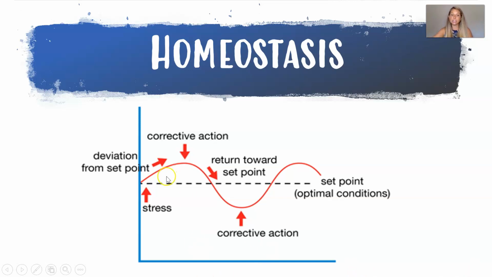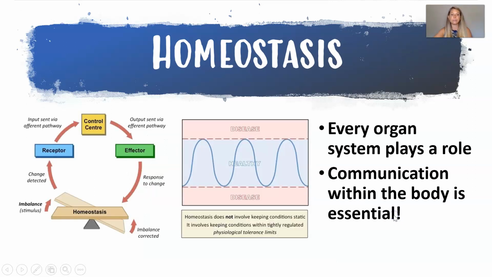So you have a deviation from whatever the set point is. Then you have some sort of corrective action to bring it back towards the set point, but then that goes below the set point, so you need to bring it back up. This is what the typical homeostatic feedback loop looks like.